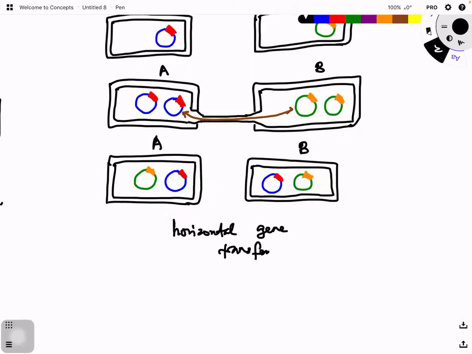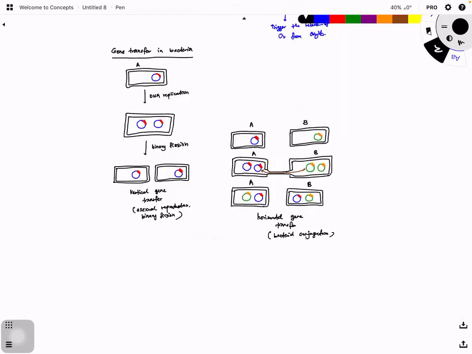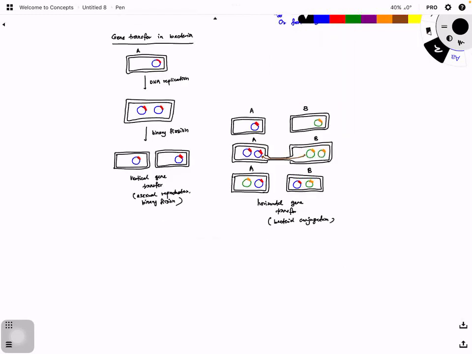Through bacterial conjugation. Clear? So horizontal is side by side, that's why it's horizontal, and vertical goes down. Can you see that? You can take a photo if you want, to know about gene transfer in bacteria.